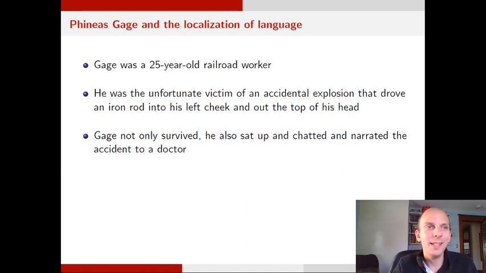What's fascinating and famous about Gage is that he not only survived, which is bizarre in its own right. Most people would think that having a spike driven through your head is not survivable, but it is. Not always. Don't try this at home, but it's possible. And not only did he survive, he was kind of with it, and he sat up after the accident and explained to a doctor the story of the explosion and what happened to him.